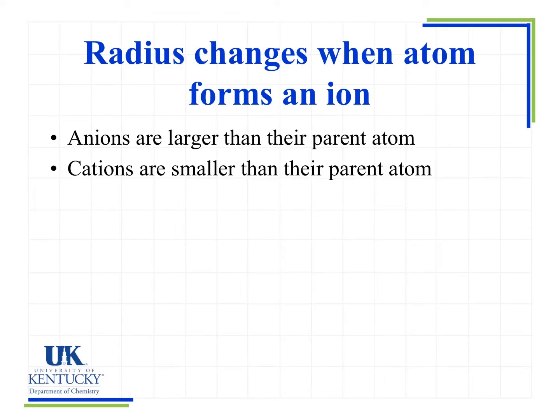Now we can also look at the size of an ion relative to the parent atom. So for example, when we're looking at sodium, we can ask what happens when we go to sodium plus? Or if we look at chlorine, what happens when we go to chlorine minus? What we see in all of these cases is that anions are larger than their parent atom. So Cl minus is going to be larger than Cl, but cations are smaller than their parent atom. And so sodium is going to be larger than Na plus.